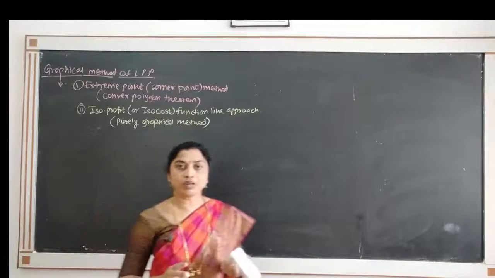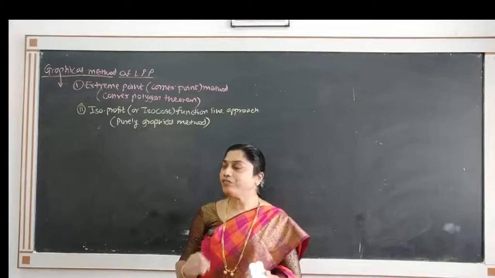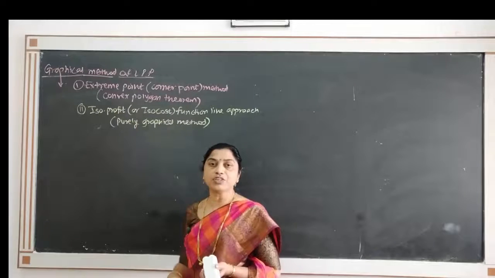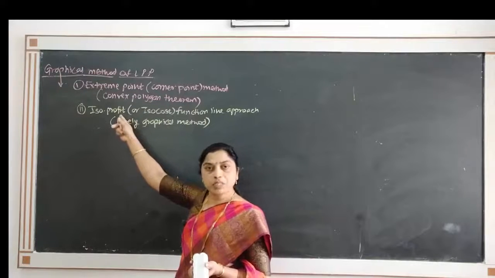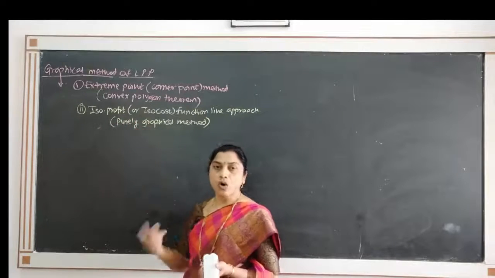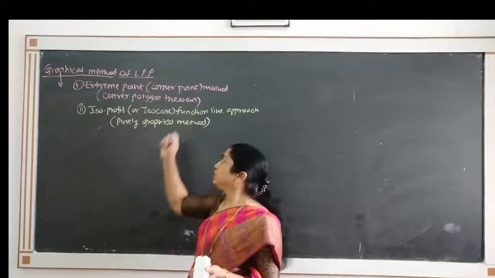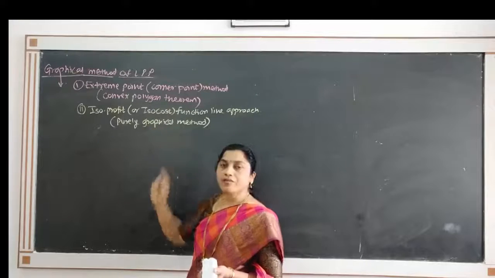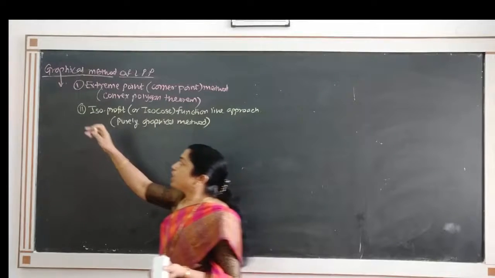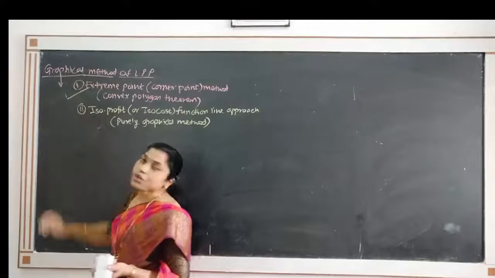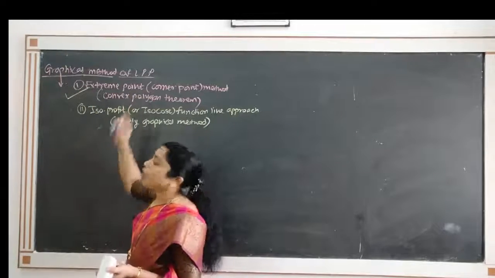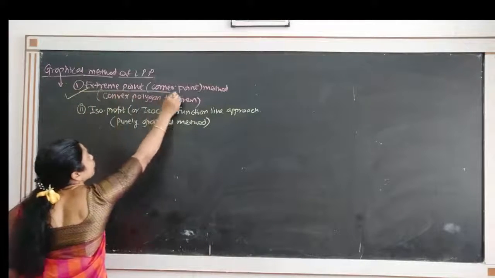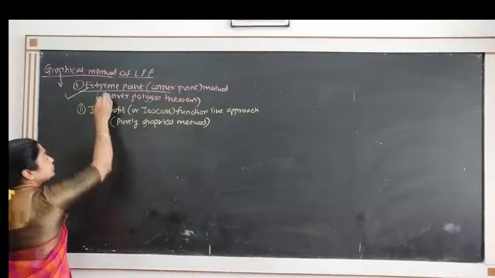So there are two graphical solution approaches. The first one is known as the extreme point or corner point method, and the second one is known as the isoprofit function line approach when the problem is maximization, or isocost when the problem is minimization. That method is also known as the purely graphical method. Today we are going to concentrate on the extreme point or corner point method of LPP. So see what this extreme point or corner point method is.